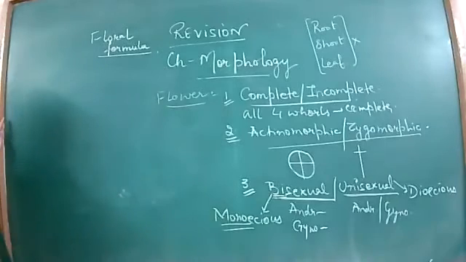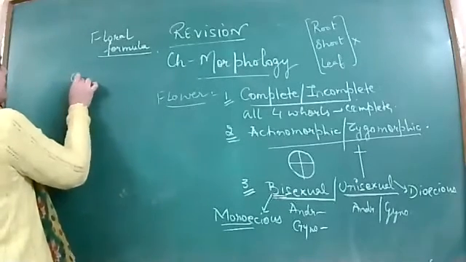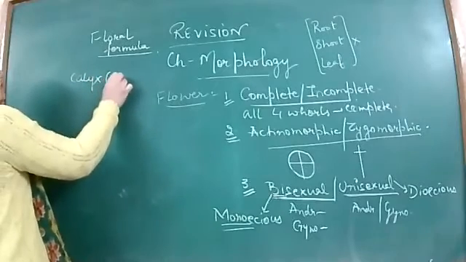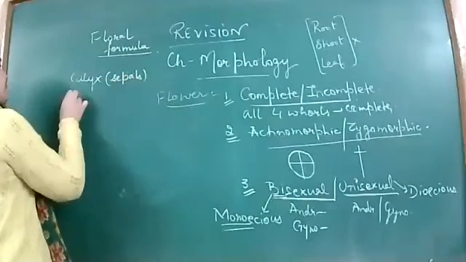There is also, for this, we have used the terms like calyx and corolla, that is the whorls of the flowers, complete or incomplete. The term we use for the whorl of the sepals is called calyx. For the whorl of the petals, it is called corolla.